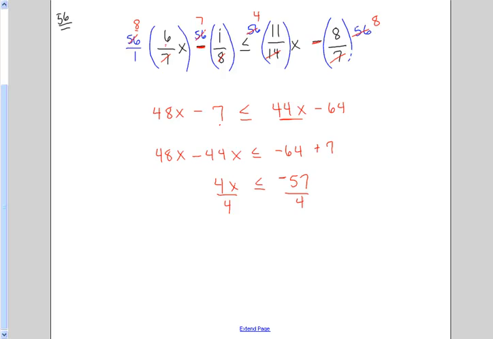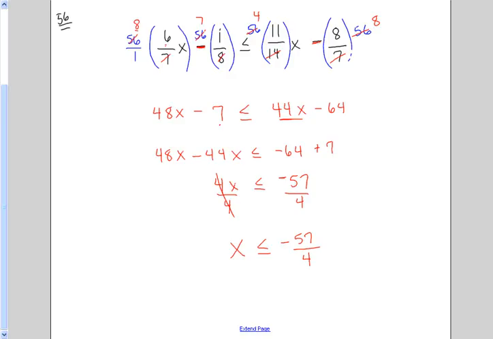But do I need to flip my inequality sign? Okay, that's another thing you have to watch out for when you're solving these inequalities. Okay, we do not reverse the sign because I did not divide by a negative number. Okay, so this gives me x is less than or equal to -57 over 4.